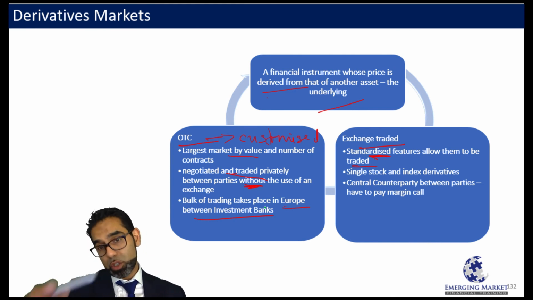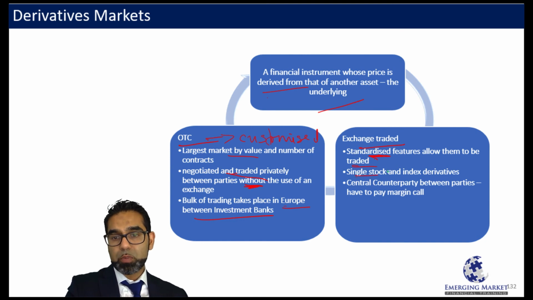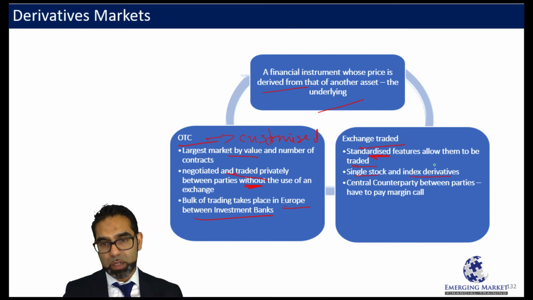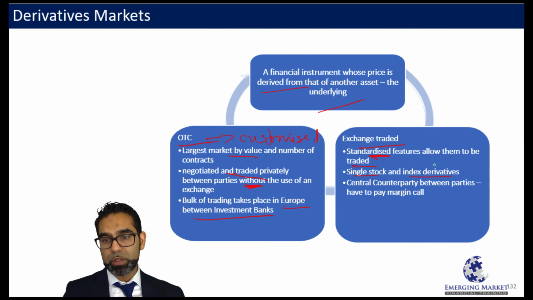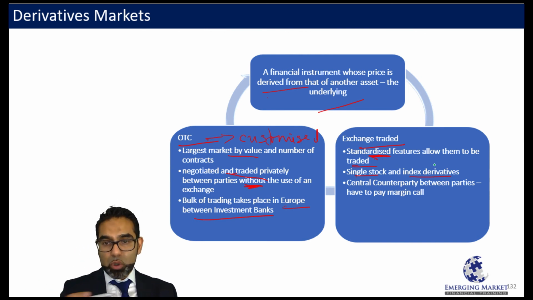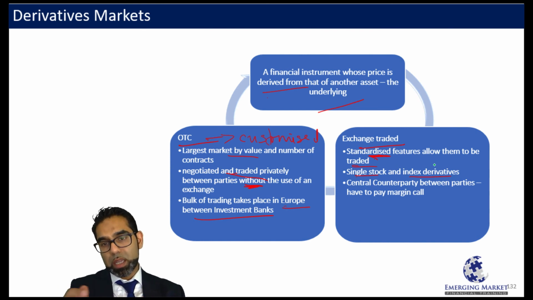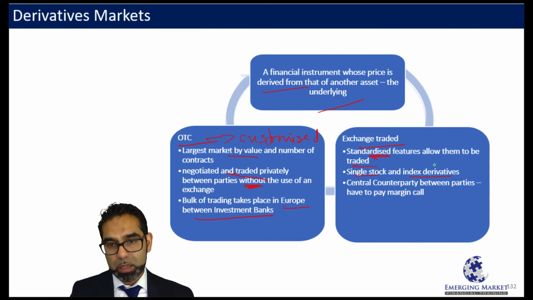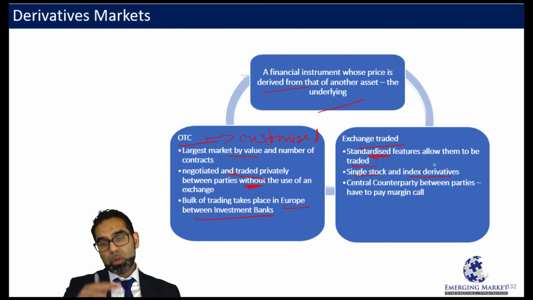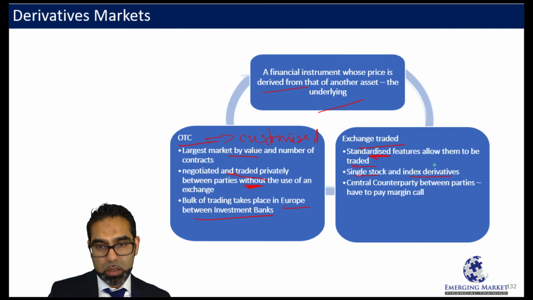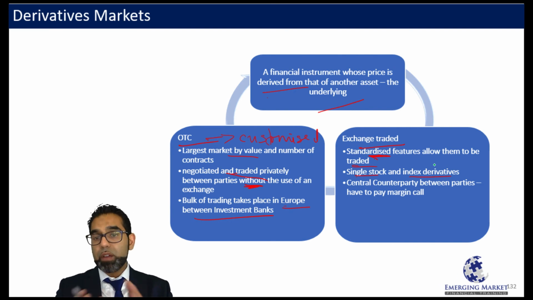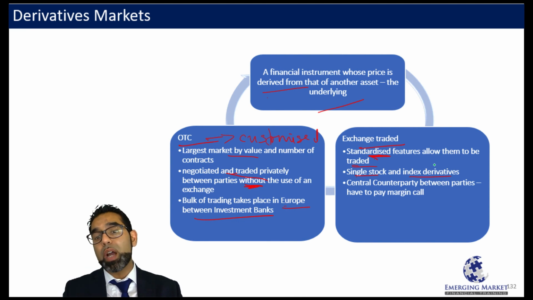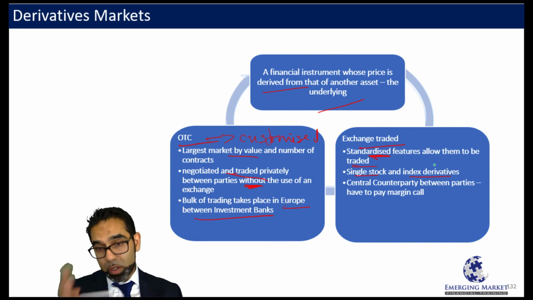Exchange traded, going to the shop, off the rack, more standardized products, single stock and index derivatives, a future on a single stock, on the S&P 500 derivative. There's a central counterparty between the parties when you go exchange traded. In other words, you might do a trade with a future Lehman Brothers on an exchange. No worries, you're not facing them. You're facing the exchange, or more specifically, you're facing a central counterparty, a very safe body. You don't have to worry about who's on the other side of that deal. If you're buying, you don't have to worry about the seller.